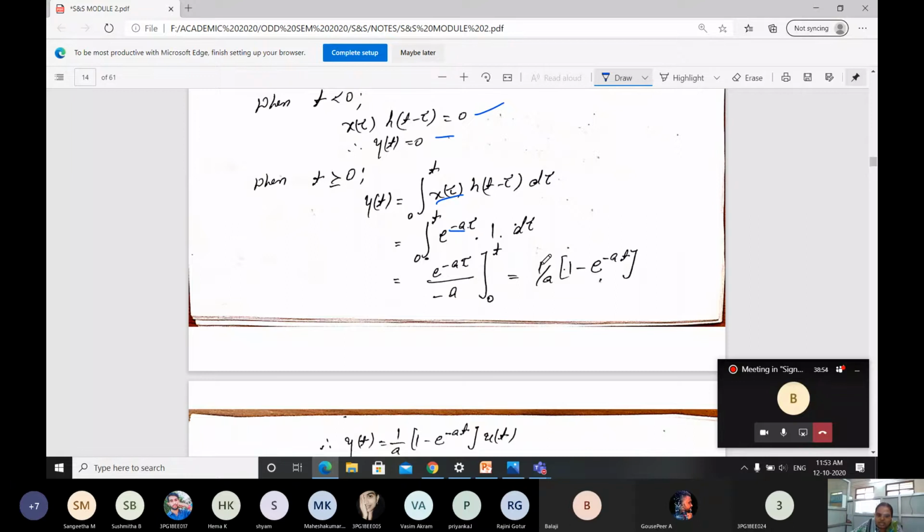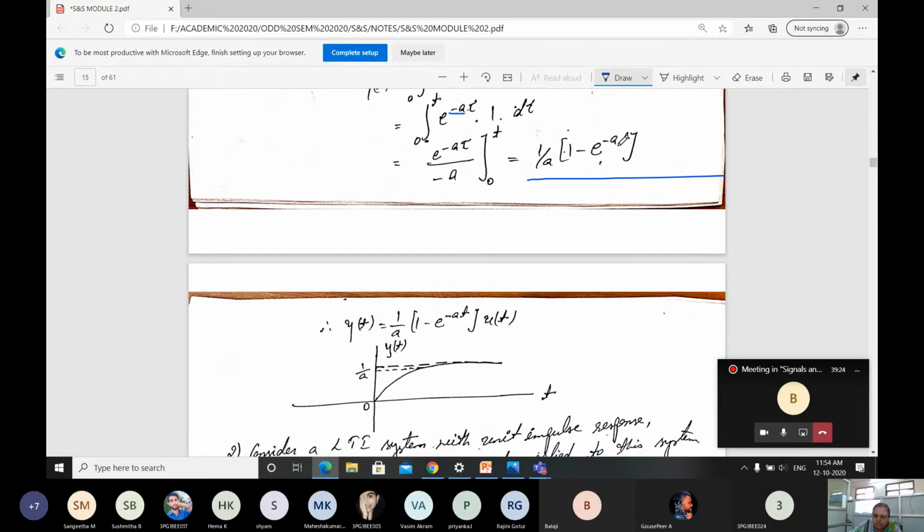If I substitute here, 1 by a is a constant taken outside, then e raised to minus a t minus e raised to 0, which is nothing but 1. Minus of minus is plus. So you will get 1 minus e raised to minus a t. I hope you understood what I told. This is the signal we got, and then we have to plot it. y of t is 1 by a into 1 minus e raised to minus a t, into u of t.